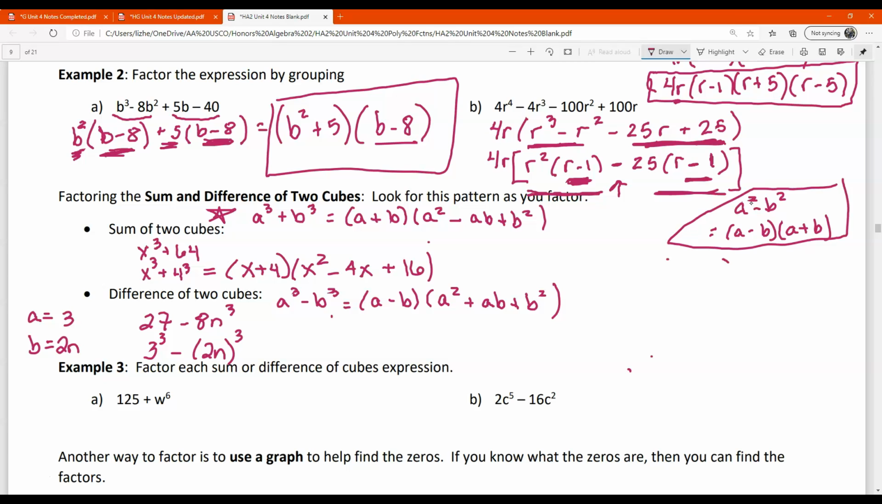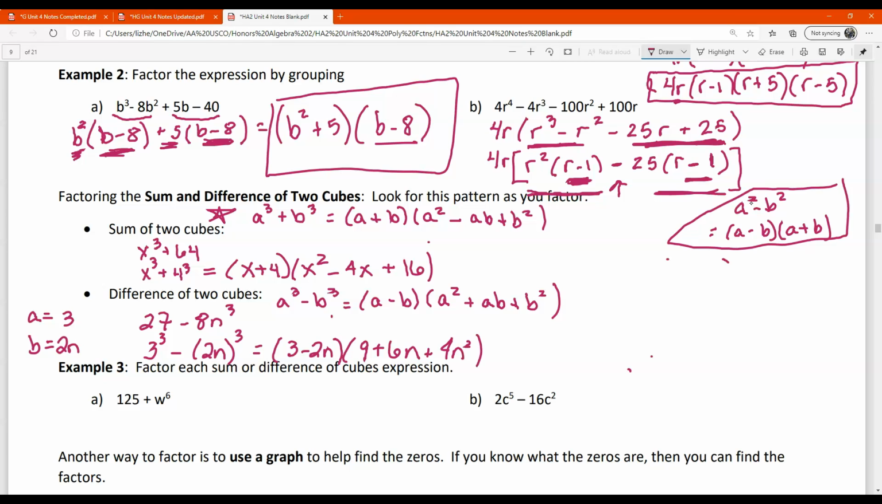So applying this pattern, first I'm going to have a minus b. So that's 3 minus 2n. And then I'm going to have a squared. So 3 squared is 9. Then I need to do a times b, which is 6n, and then b squared, which is 4n squared.